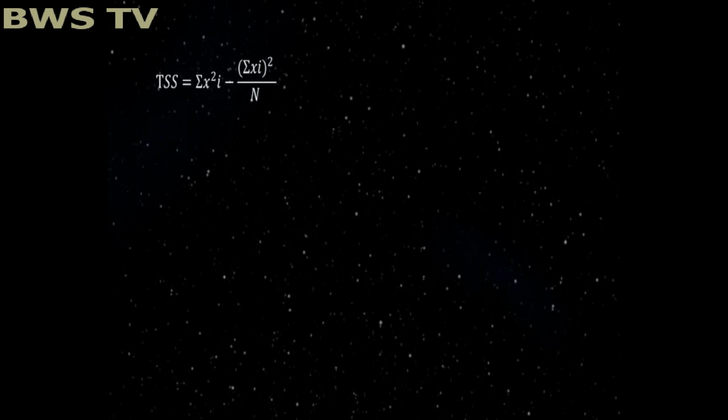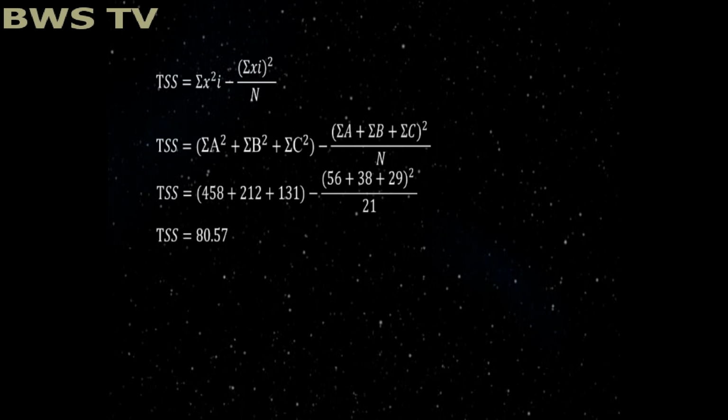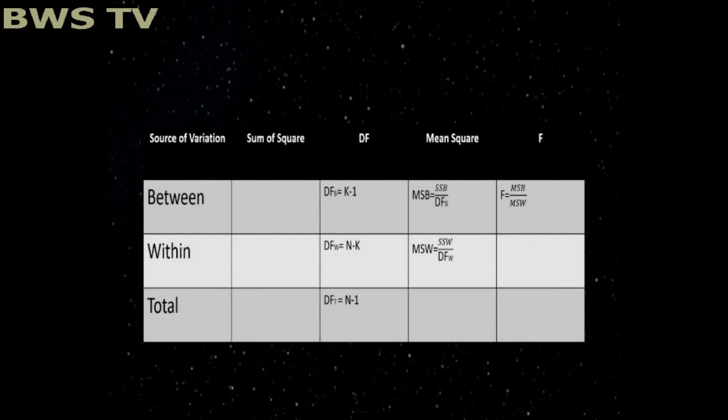Now let's have the TSS. Just substitute it accurately and then you get the answer of 80.57. Then we have the SSW. Just substitute it again and then you get the answer of 26.57. Now we have the answers under sum of squares, where between we have 54, within 26.57, and total of 80.57.